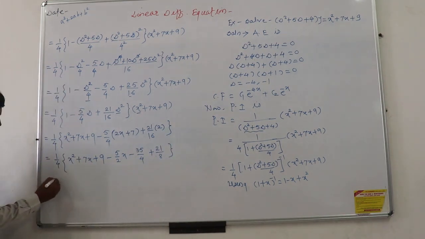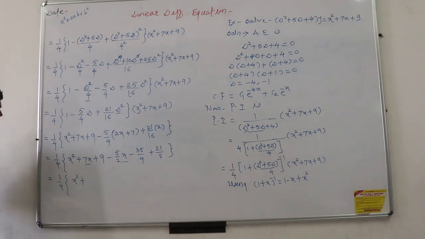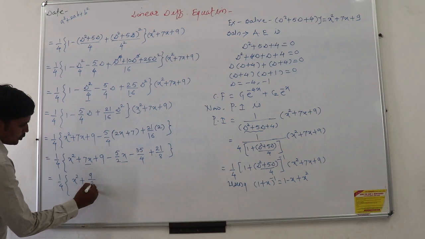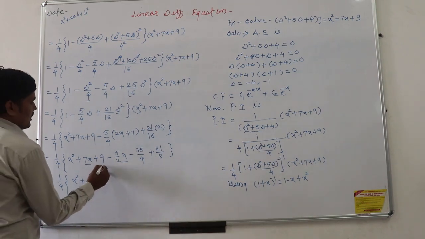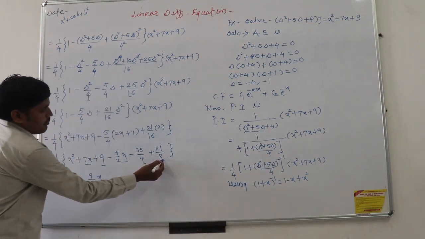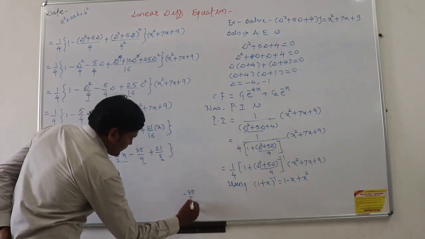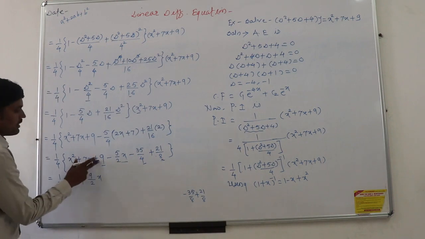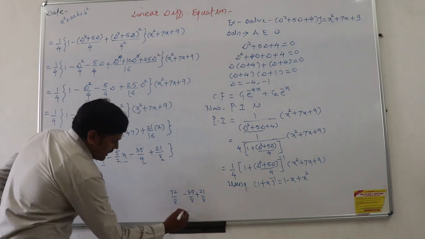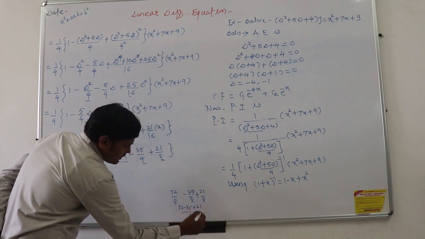Now the final step, x square plus 7x and minus 5 by 2x. So 14 minus 5, that is 9 by 2x. Then 9 minus 35 plus 8. As the base is 8, multiply and divide it by 2. So it is minus 35 by 8 plus 21 by 8, and multiply it by 8 and divide by 8. So it is 72 by 8. Simplified, 8 as it is, 72 minus 35 plus 21.